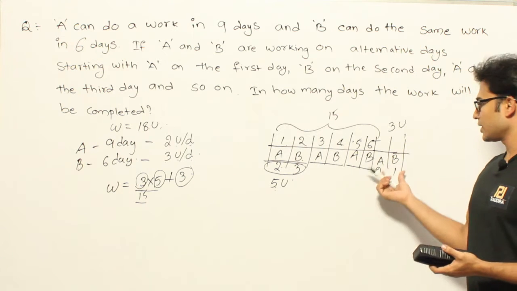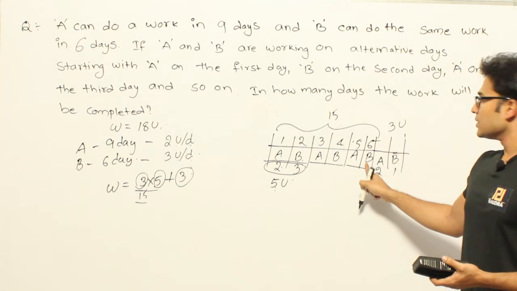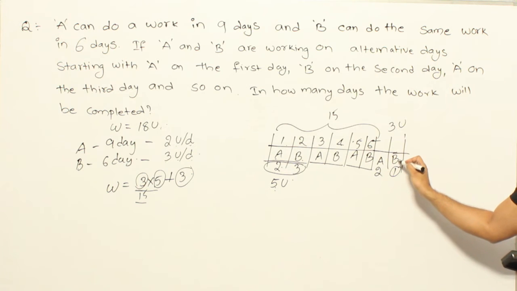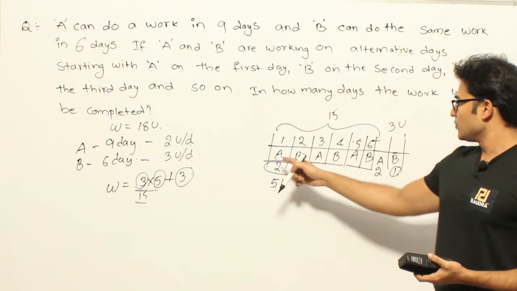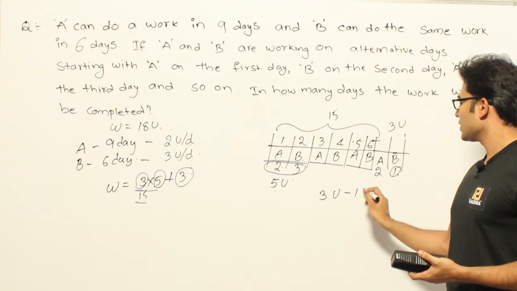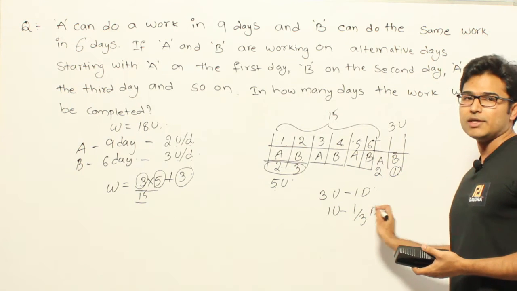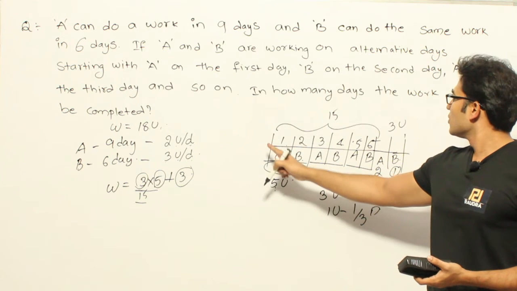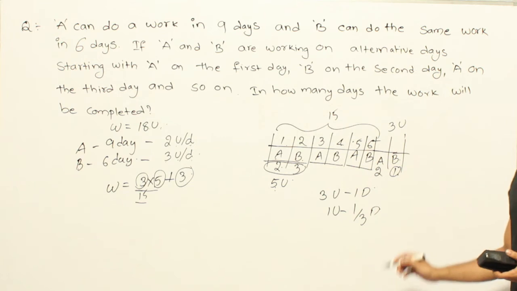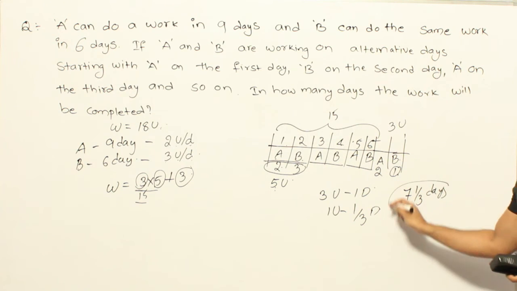Got it? So this is a different case. So how many total days are required? Totally here 6 days plus 1 day for A, but then we don't need the full day of B to finish 1 unit of work, because B can finish 3 units in 1 day, but we need to do only 1 unit of work. Therefore we need only 1/3 day from B. Got it? So totally 7 days plus 1/3 of B. So what is the answer? 7 1/3 days are required to finish the work, right?